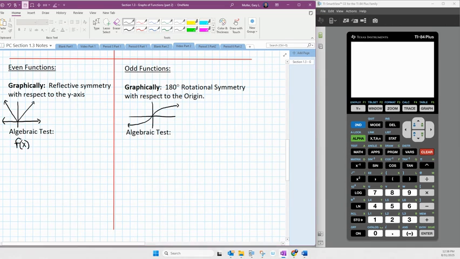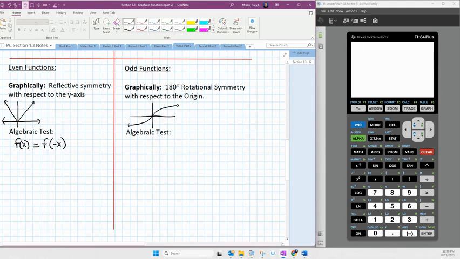What do we get? So this is the output, right? Think of this f of x as the output when we plug in an x. So we have an output when we plug in x. What has to be true is that it's going to be equal to the output when we plug in negative x. F of x has to equal f of negative x.